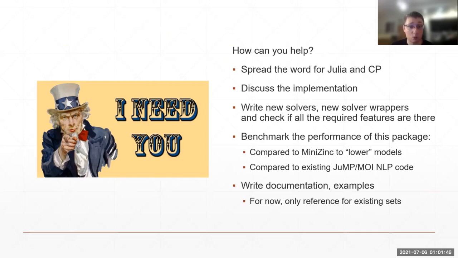Benchmarking could really be important to, for example, compare this package to FlatZinc when it's lowering models to FlatZinc, but also to compare to the NLP code in JuMP to see if this nonlinear prototype could be worth it. Also, the documentation is not exactly well written right now. It's just reference for existing sets. There are no examples for users, for example, or documentation on how to wrap a new solver. So these things would be really helpful in the documentation.